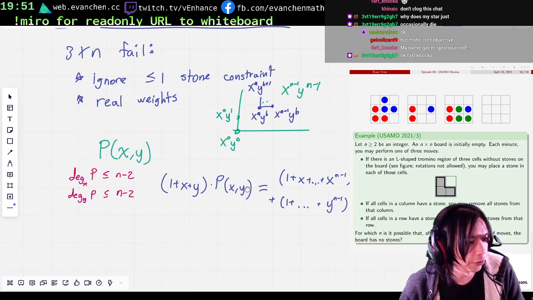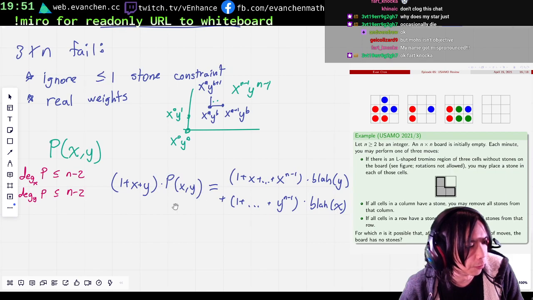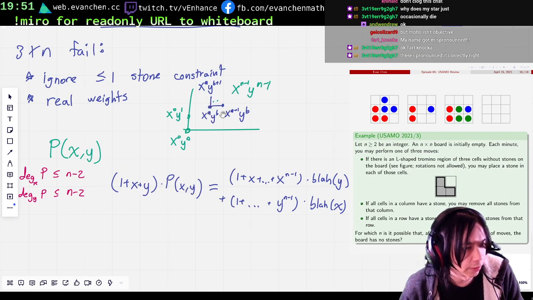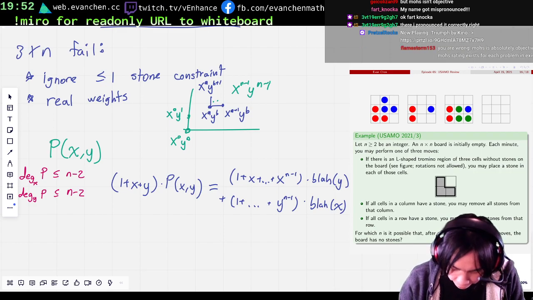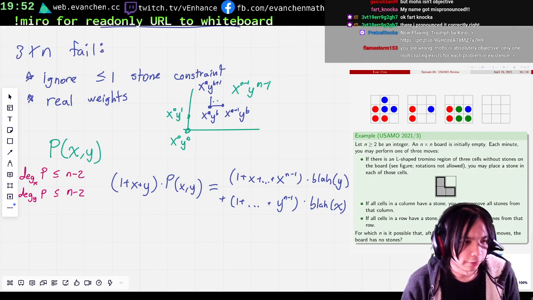So a successful clearing corresponds to a non-zero polynomial p such that this is true. So p tells us where to place the trominoes, and this thing on the right tells us where to clear rows and columns. Again, I don't care at all about the less than 1 stone constraint. I'm doing everything with real multiplicity, and it's okay.